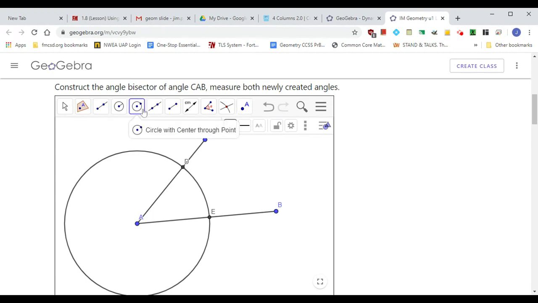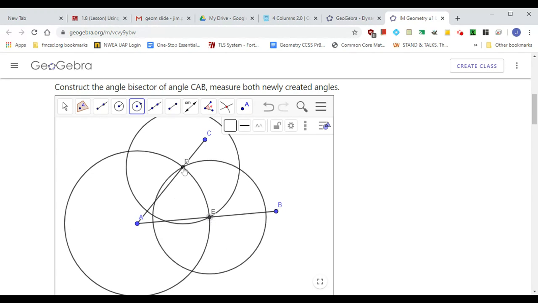So this time I'm going to use that circle. I'll just do it. Center at D and go into E. And then center at E going to D. I'm going to put points where those two intersect. Let's use the intersect tool. I'm going to draw my line. It passes through that.